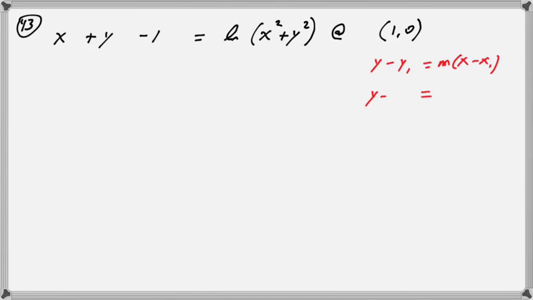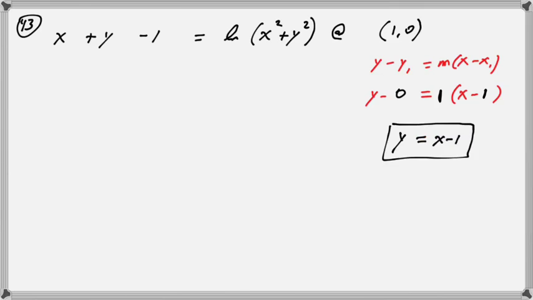So, y minus, what goes in place of the y value? 0, and in place of the x value? 1. The only thing I need is the slope, right? And if the slope happened to be a 1, what would be my equation? Now, how would I get the slope to be 1 would be finding dy dx, right?